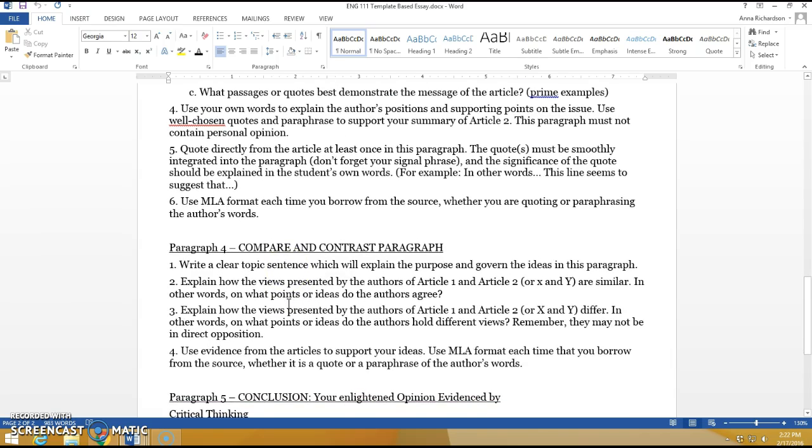Okay, so in paragraph 4 we are doing a few different things. First, we are writing a clear topic sentence that's going to explain the purpose of the paragraph. We're going to talk about how the views of Lieberman and Bird are similar. And then we're going to talk about how the views of Lieberman and Bird are different. Okay? And then throughout this whole ordeal, we are going to be using evidence from the text.